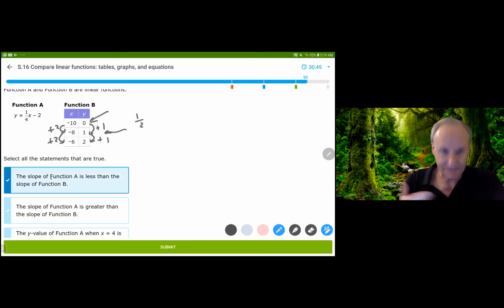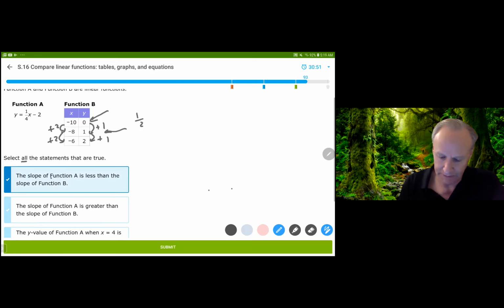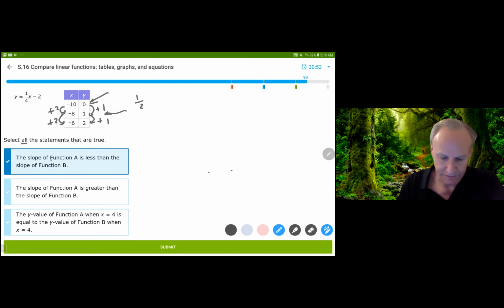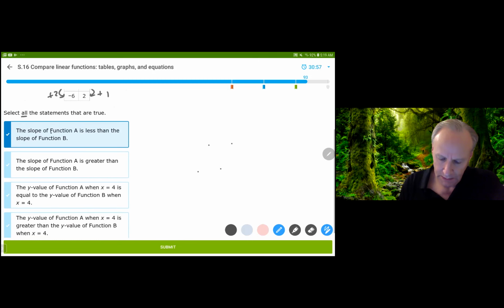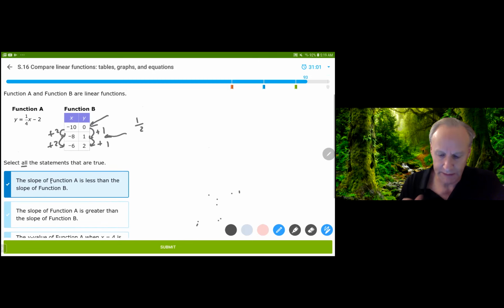Now, what they're asking for is for me to choose all the statements that are true. So I need to keep looking for any other true statements. Obviously, the function a slope is not greater. The y value when x equals 4, those are the ones we want to compare. I could use what I call interpolation to figure this out, but I think I'm going to go ahead and find the equation. It's going to be easier for most of you.